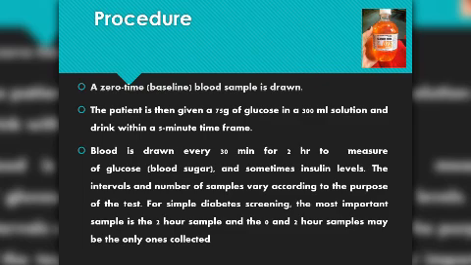Procedure: a zero time blood sample is drawn. The patient is then given 75 grams of glucose in a 300 ml solution to drink within a 5 minute time frame. Blood is drawn every 30 minutes for 2 hours to measure glucose and sometimes insulin level. The interval and number of samples vary according to the purpose of the test. For simple diabetes screening, the most important sample is the 2-hour sample, and the 0 and 2-hour samples may be the only ones collected.